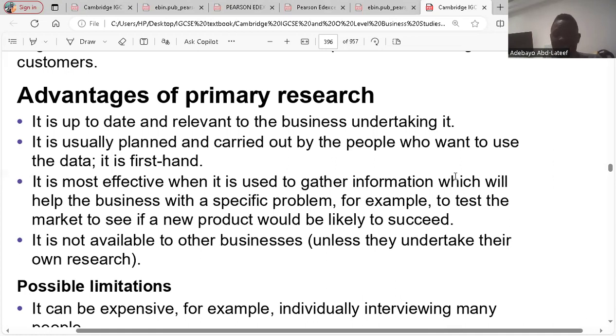Number four, it is not available to other businesses unless they undertake their own research. So it is not available to everyone. It is exclusive to you. It's not generalized. It is exclusive. Do you get it?